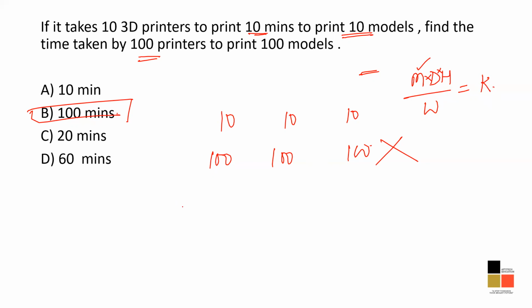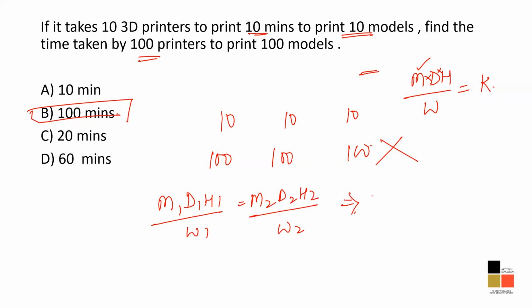So let's talk about the first one. M1 D1 H1 by W1 is equal to M2 D2 H2 by W2. That is what I'm going to do here. M1, number of men, first number of men, is 10 3D printers. So 10 into number of days. Days are not given, so you can omit them because both sides don't give days.